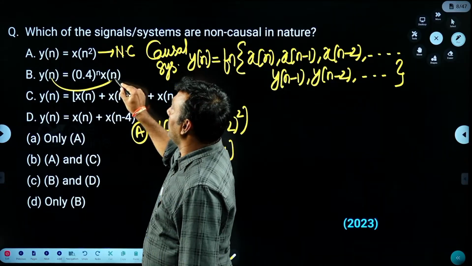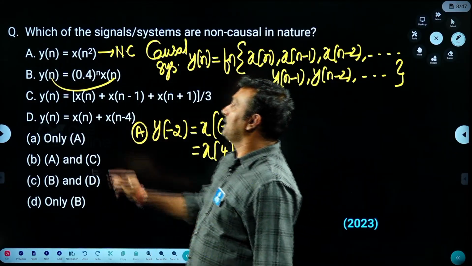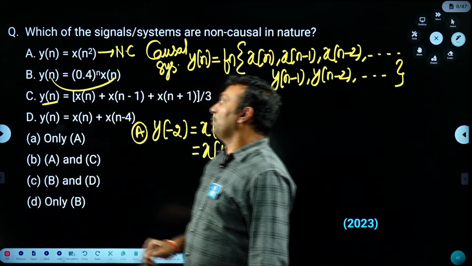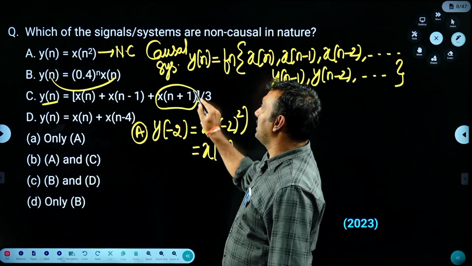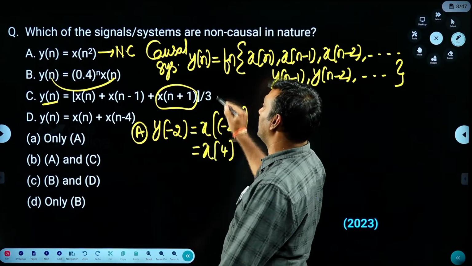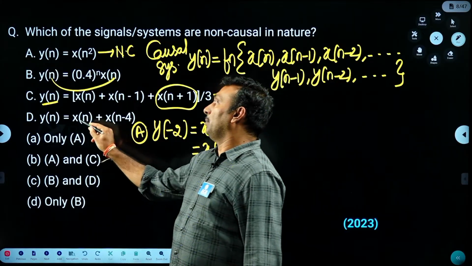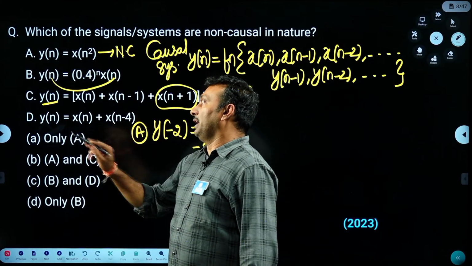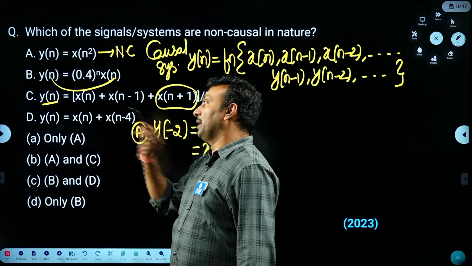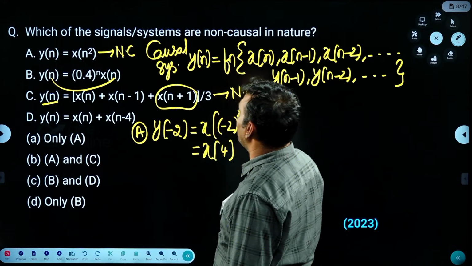B option, no problem, output time and input time are one and the same. Option C, you are checking output at index n, but input is needed at n plus 1. You require the next sample n plus 1, so that is non-causal. Option D, no problem. You are checking output at n, input is taken at n and n minus 4, past values.